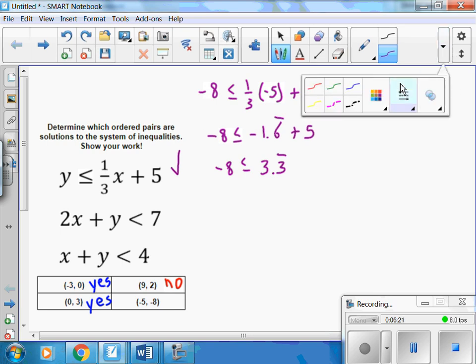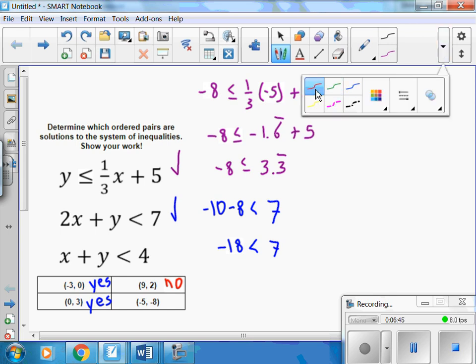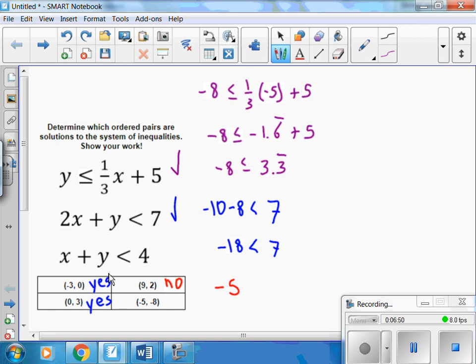Now we're going to check the next one. So the next inequality, plug in negative 5 in for x. 2 times negative 5 is negative 10. And then plug negative 8 in for y, so minus 8, less than 7. Negative 10 minus 8 is negative 18, and negative 18 is definitely less than a positive 7, so it works here. All right, the last one, plug negative 5 in for x, plug negative 8 in for this y. Is that less than 4? Negative 5 minus 8 is negative 13. That is definitely less than positive 4, so it works for this one. Therefore, it's a solution to the system.